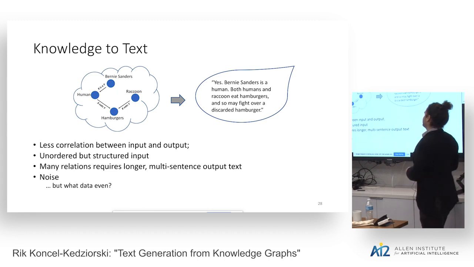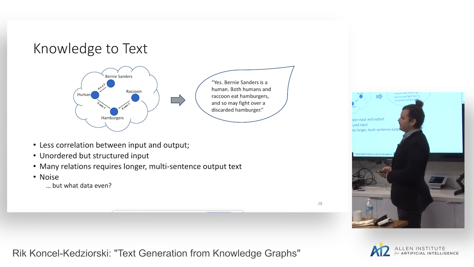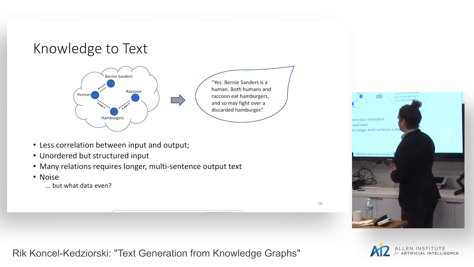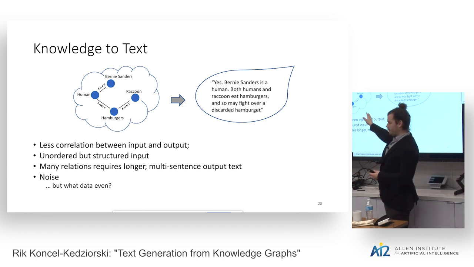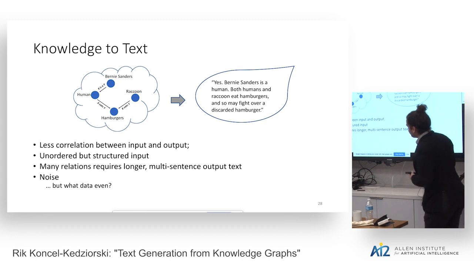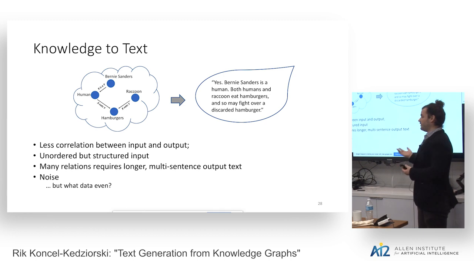In knowledge to text, we have a lot less correlation between the input and the output. And you could argue that the output is semantically richer than the input in some ways. And so that's possibly why we need a lot more parameters for this task. We have unordered but structured input, right? A knowledge graph has no obvious ordering, but it does have a lot of structure that we can use. And then what distinguishes this from other text generation tasks is that in order to express the many relations and pieces of information in the knowledge graph, we definitely need to use multiple sentences in our output. So we have very long outputs here.